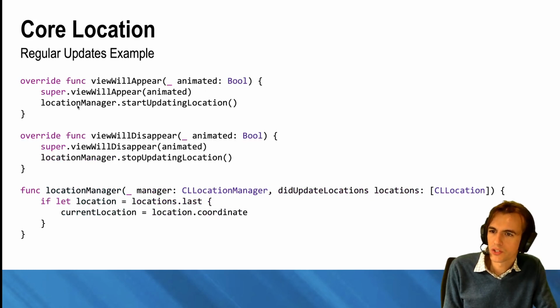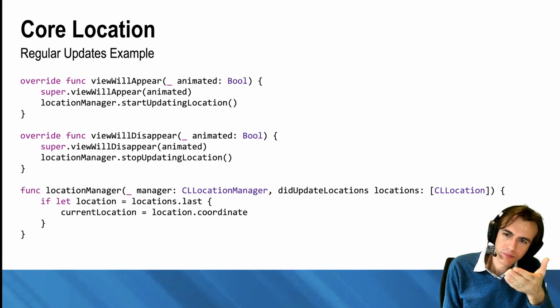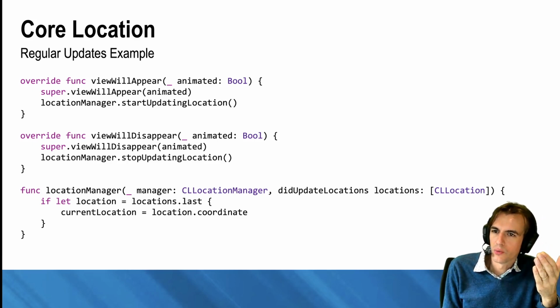When you have authorization, you want to start updating the location. You want to do this in the viewWillAppear. Like if you've got a map view and you want to track the user's location on it, or some other view, you only want to do this when you actually need it. So we would turn it on when the view will appear. When the view will disappear, we would stop updating the location.